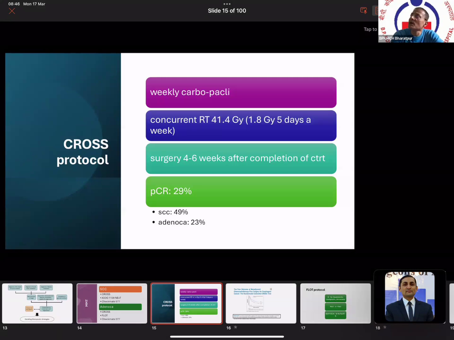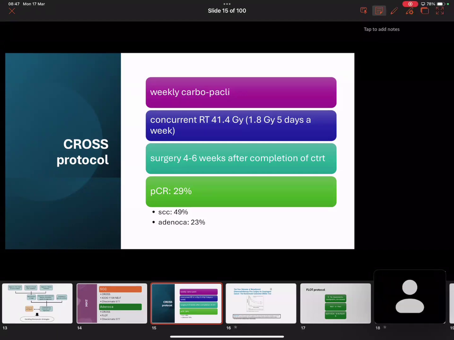So coming just in brief regarding the CROSS protocol, it started with weekly carboplatin and paclitaxel concurrently with the radiation therapy, which was given up to the dose of 41.4 gray, and the surgery was done 4 to 6 weeks after the completion of chemoradiation. Indeed, the reassessment was done, and if there was a responder, then the surgery was planned afterwards.